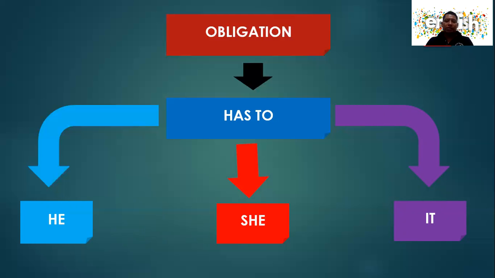For example, I can say, you have to work. It means an obligation. You have to do it. You have to eat. It's an obligation. You have to pay attention. It's an obligation. Now let's see the other one.